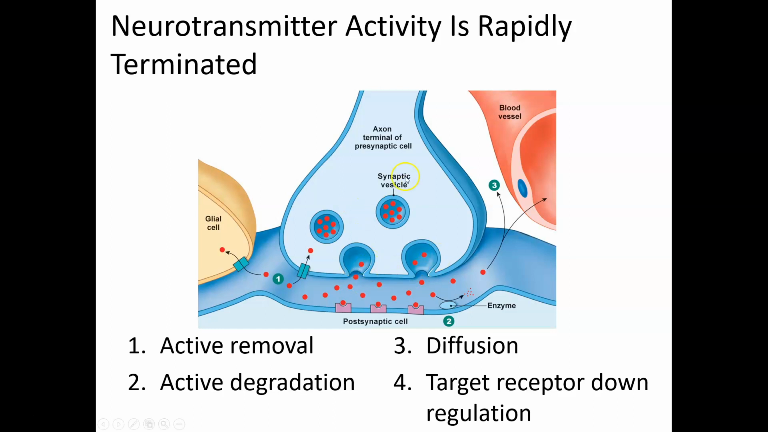The fourth way, which isn't really shown on this figure too much, is we can change the target receptors themselves in terms of changing their number, sensitivity, in downregulation, or just completely taking the receptor and the neurotransmitter complex and moving it into the postsynaptic cell. So we could do basically receptor-mediated endocytosis, which would also help to shut off the signal. But the three that are mentioned are probably the most common ways that we see that.